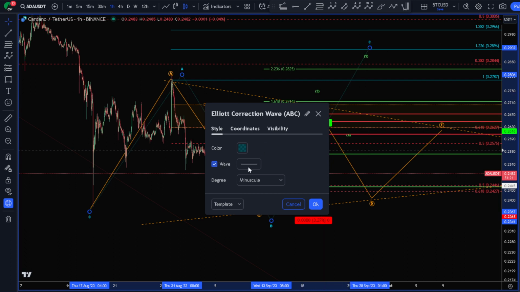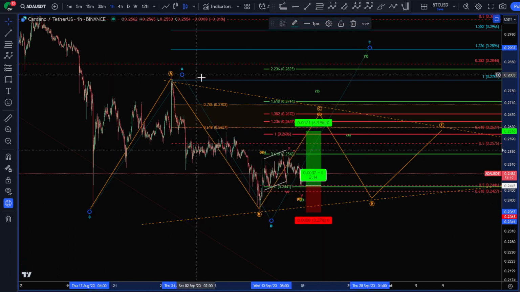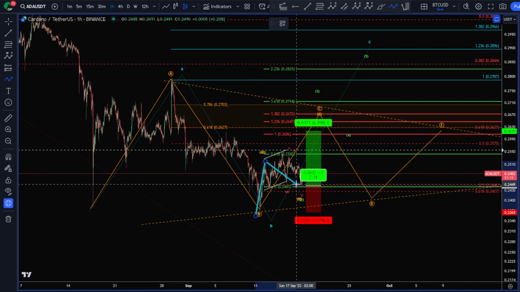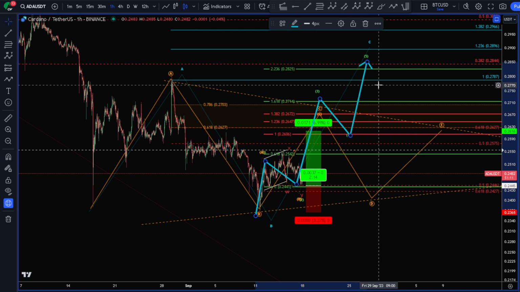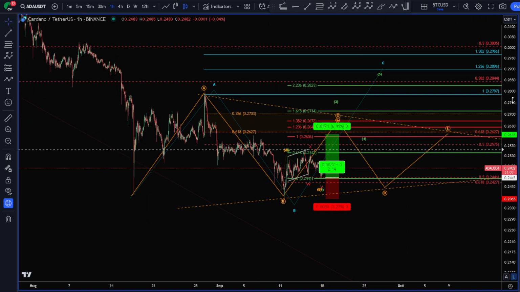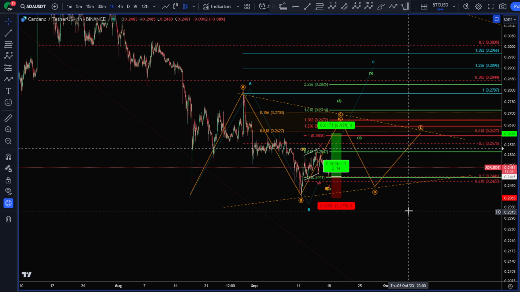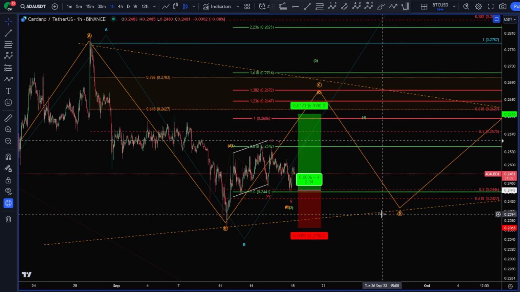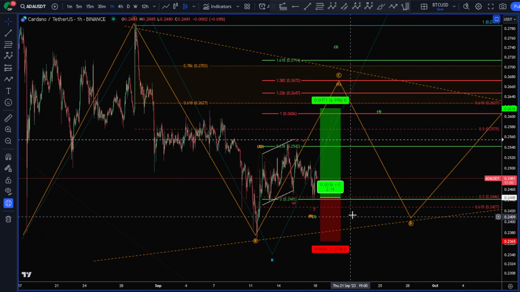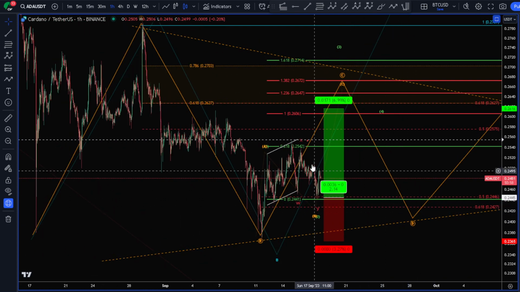The alternate is we get 5 waves up from here, and this would be a 3, 3, 5, where we get 1, 2, 3, 4, 5 up to this area. But again, that's just an alternate. I see the triangle forming out here, and that's the way I am trading it currently.